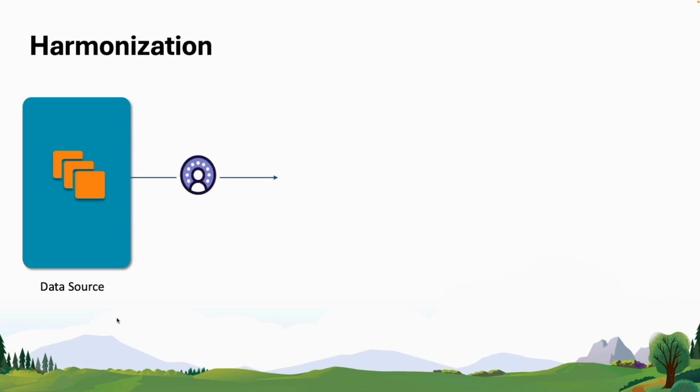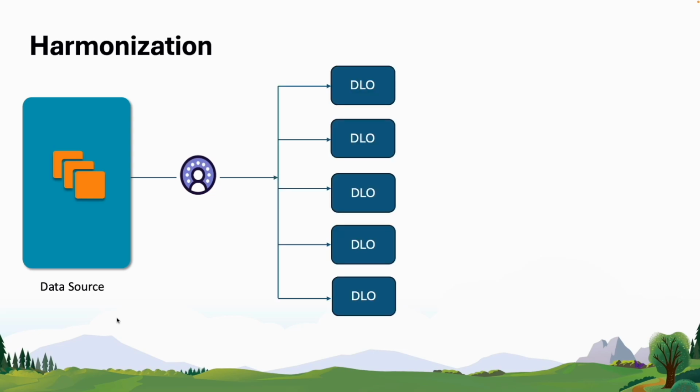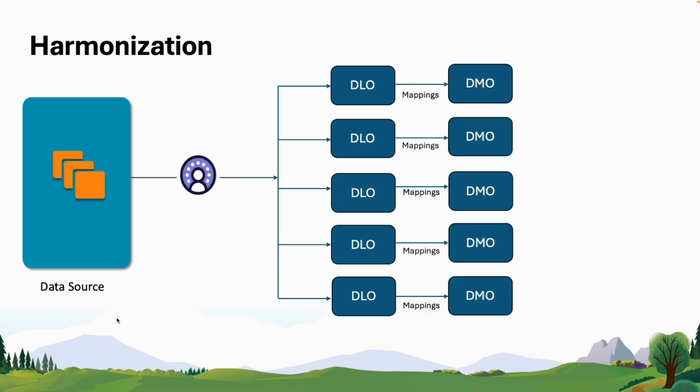Earlier, we ingested the data into the Data Cloud. Whenever the data is ingested, a data lake object will be created. And firstly, in order to utilize the raw data that we have ingested into the Data Cloud, we need to create the mappings with data model objects.